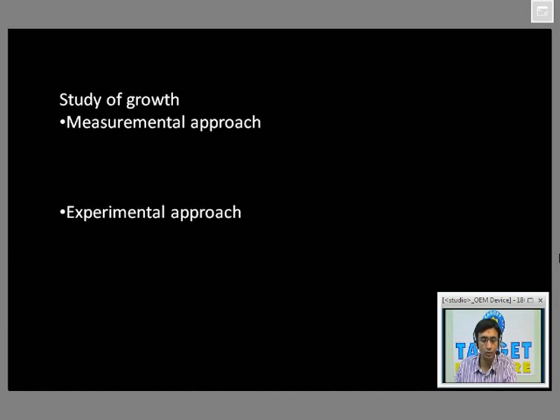Let us now go through the study of growth. There are two main approaches with respect to the study of growth. One is the measurement approach, the other is the experimental approach. The measurement approach is that you measure the distance. The first example is craniometry, where you have the dead skull, dead tissues, on which you measure the distance directly on the skull. The disadvantage of this is that you can only have a cross-sectional study. Of course, you cannot have a longitudinal study on that skull.